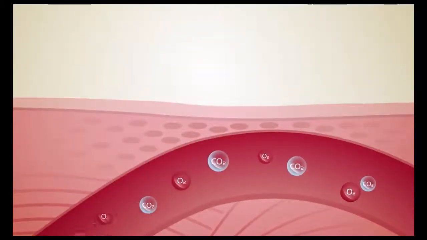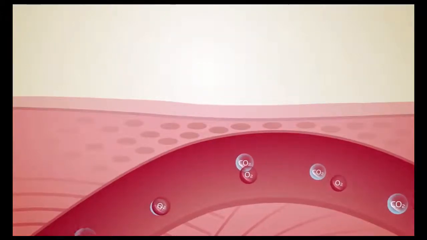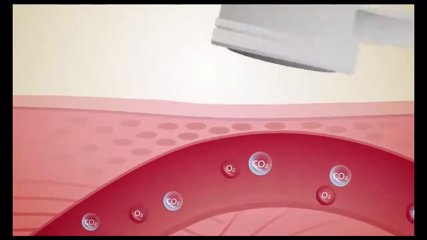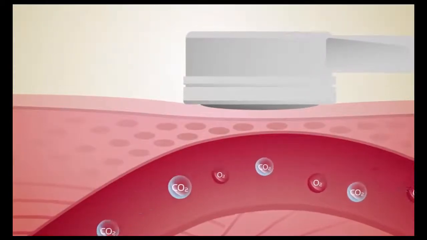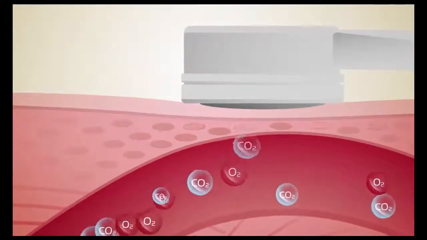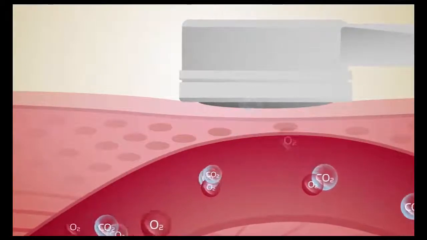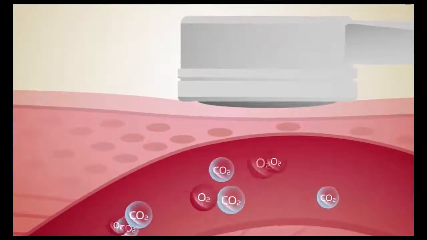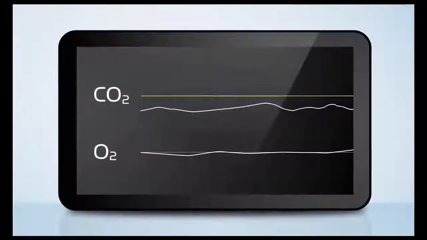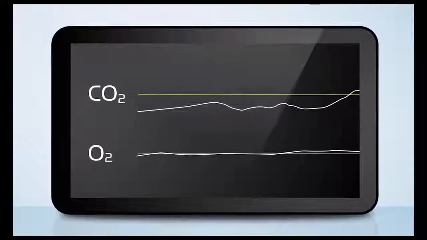Inside the skin's capillaries, the blood flows just 1/10 of a millimeter below the skin's surface. The transcutaneous sensor is placed on the skin, where it elevates the temperature in the underlying tissue slightly above body temperature. The body reacts by letting the skin breathe, allowing for gas diffusion through the skin. The sensor registers the quantity of oxygen and carbon dioxide present in the blood.